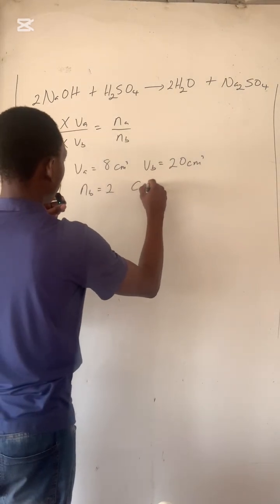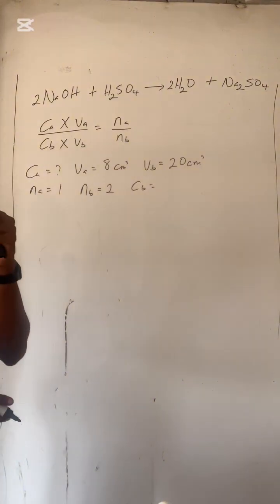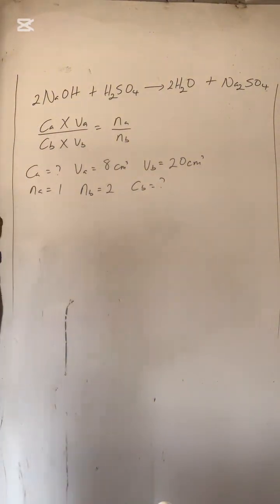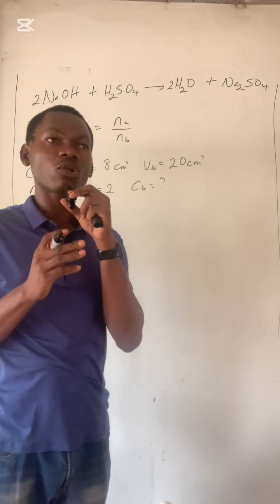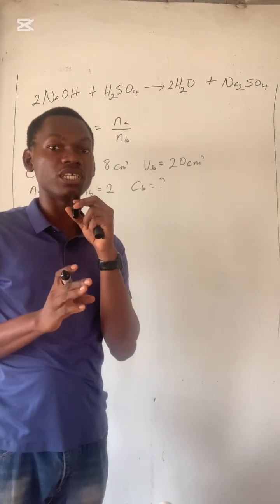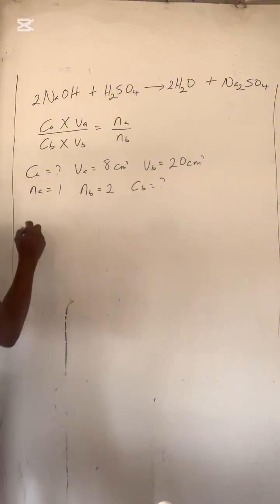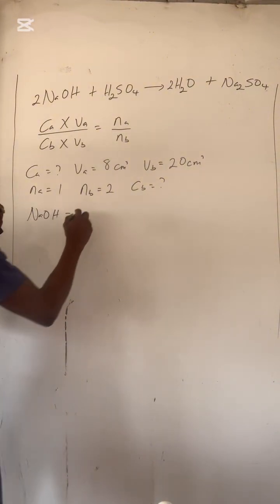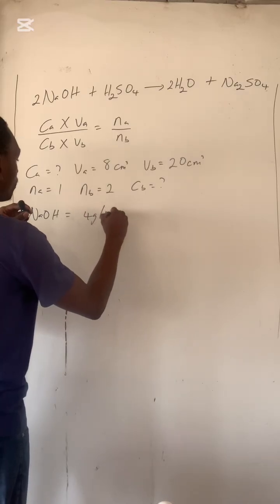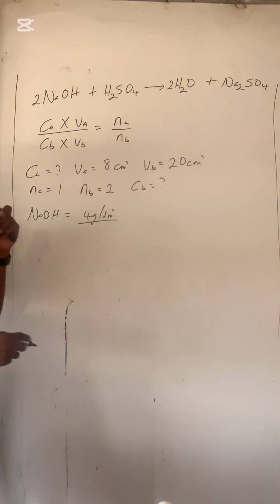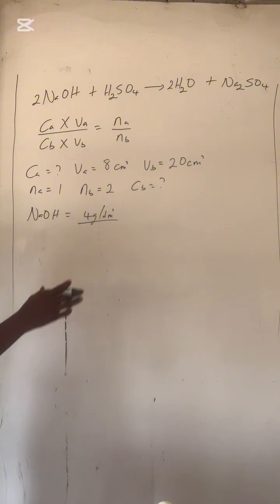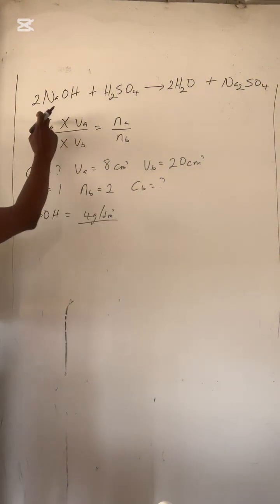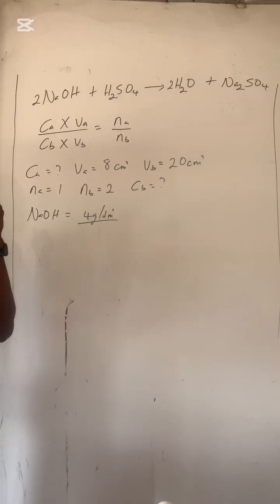Now, we have a little problem here. The concentration of the base was not given to us. So we cannot use this formula to calculate for two unknowns. Very easy. We are not given the molar concentration of the base, but we are given something about the base. We are told that the base, sodium hydroxide, was prepared by dissolving 4 gram per dm³. This is the mass concentration. Now we can use this mass concentration to calculate the molar concentration, and then use that to calculate the molar concentration of the acid.